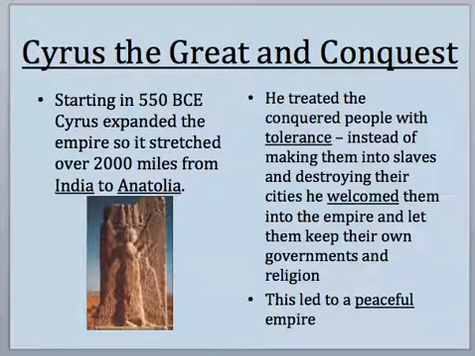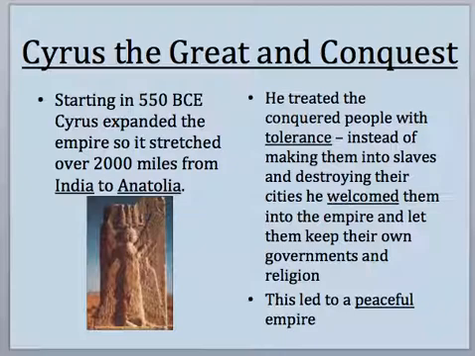So one of the first kings that we need to know about is Cyrus the Great and all of his conquests. Starting in 550 BC, Cyrus expanded the empire so it stretched over 2,000 miles. And we just use the general geographic regions, India to Anatolia, and you just want to try to capture that in your mind. Anatolia to India, India to Anatolia. The distance is still the same, but you want to be able to remember those terms because those are the ones that you are going to see.